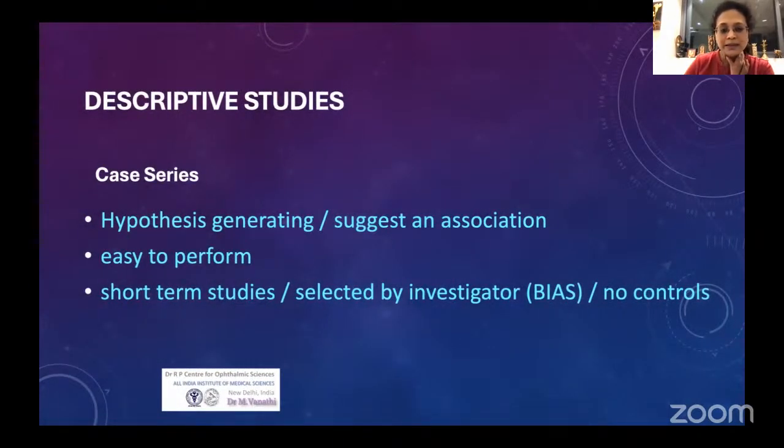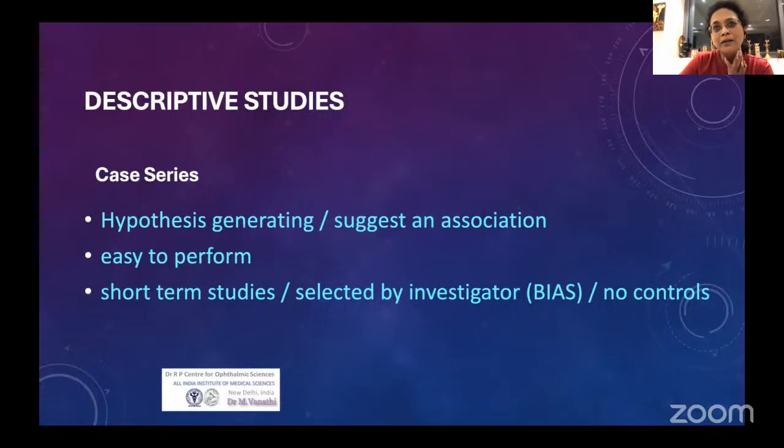So descriptive studies as case series I already mentioned. They are usually hypothesis generating. They are very easy to perform. These are short-term studies here, and they are usually selected. The only downside of this is there is a bias to the case selection because the investigator recruits the cases. So usually when you look at the level of evidence which these studies provide, you would probably take it with a word of caution, because if I'm the investigator, I could probably choose cases which are going to give me better outcomes here. So there's always a selection bias here.